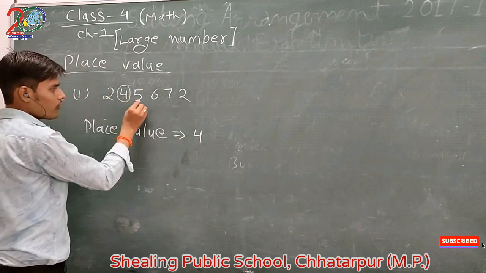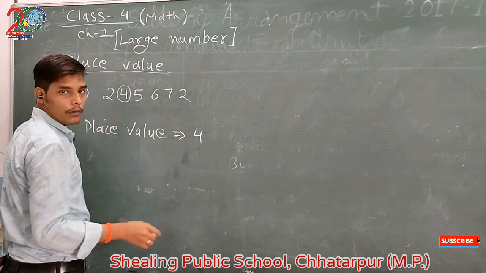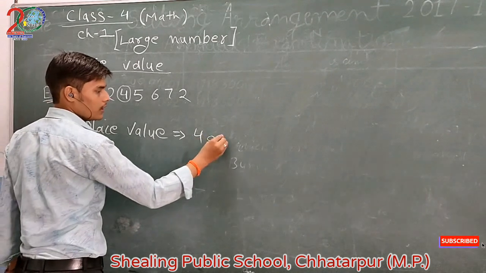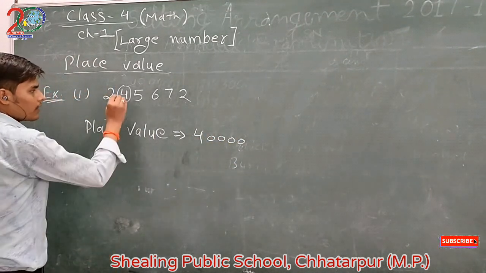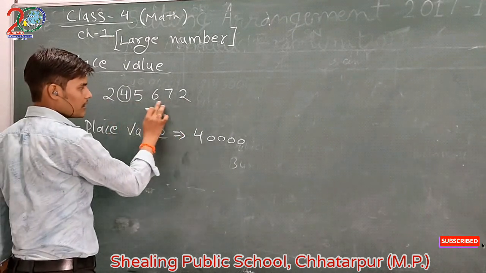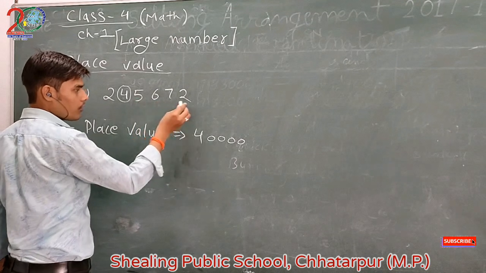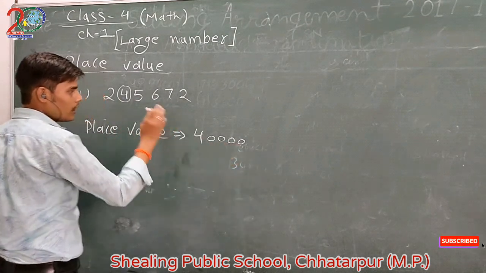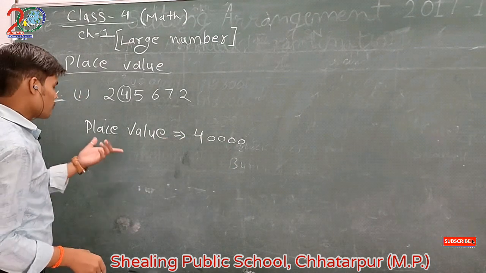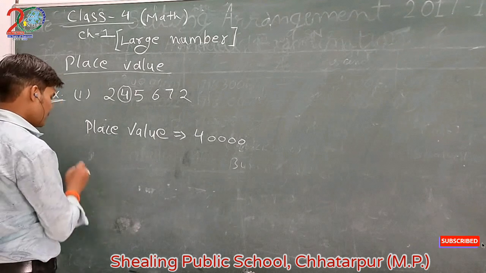Then after 4, how many digits are there? 1, 2, 3, 4. 4 digits are there. So we put 1, 2, 3, 4 zeros after 4. After 4, first we count the digits. So 1, 2, 3, 4 digits after 4, so we put four 0s after 4. Like this we write down the place value of numbers.